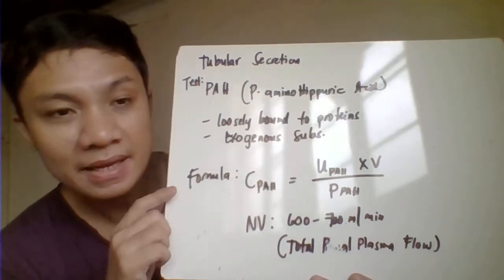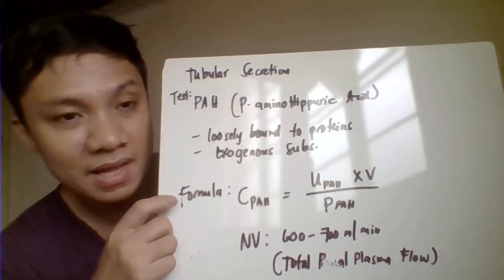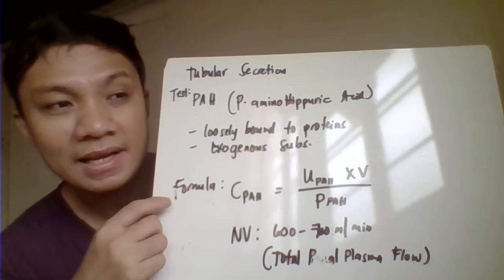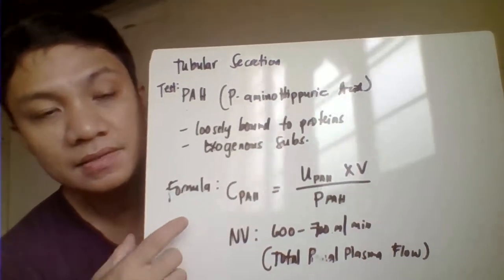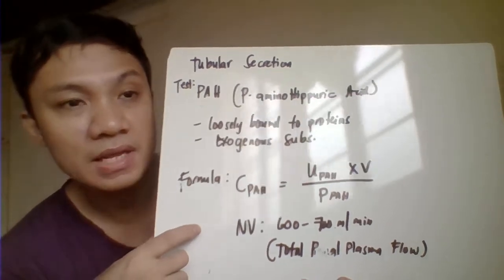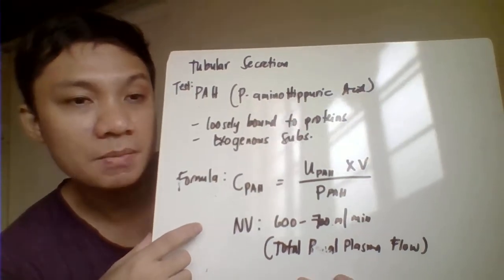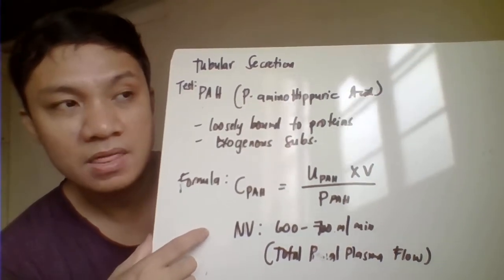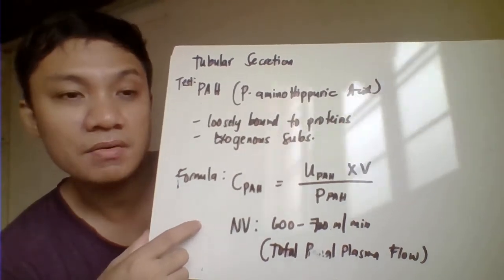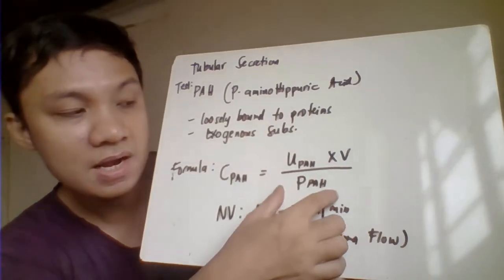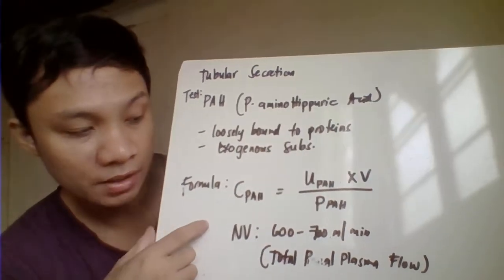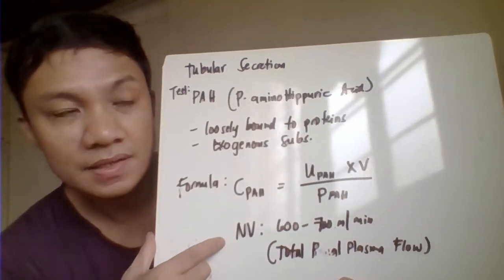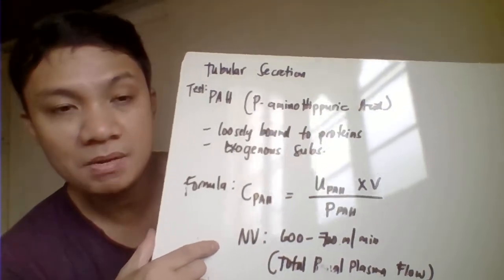For your PAH clearance, since this was also a clearance test, only that magkaiba lang sa, again, hindi siya nangyari sa ating glomerulus. Ganun pa rin ang ating formula, the standard clearance formula. We have urine PAH concentration in mg per dL multiplied with the volume of the urine output. Then over here, the plasma para-aminohippuric acid level or concentration. Okay, the normal values here, 600 to 700 mL per minute.